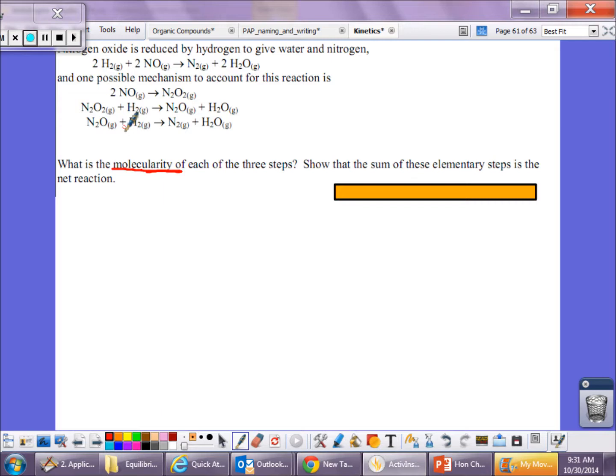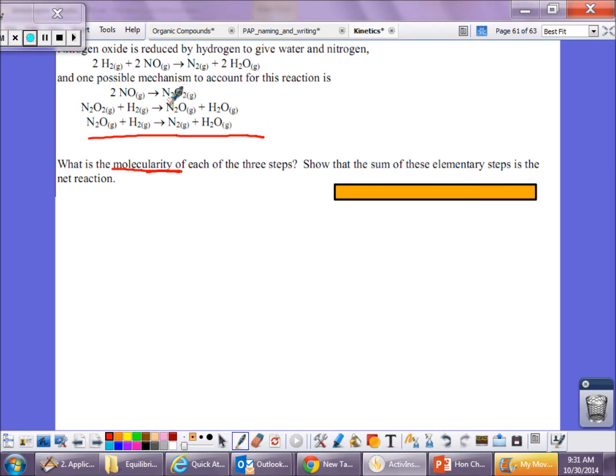They are all bimolecular. But they ask you to show that the sum of these elementary steps is the net reaction. So let me draw a line. I'm adding the reactions. Let me find the intermediate. Let's see.